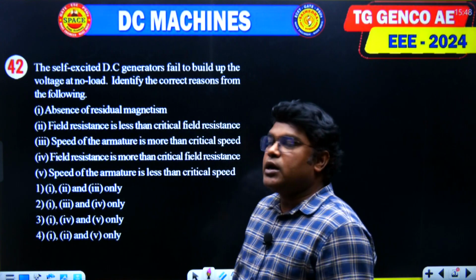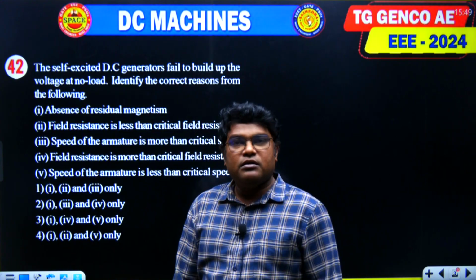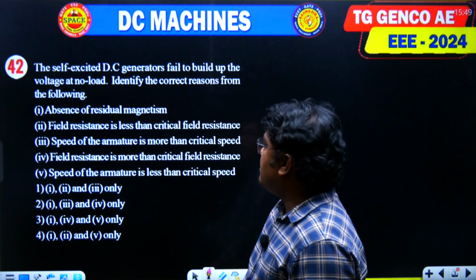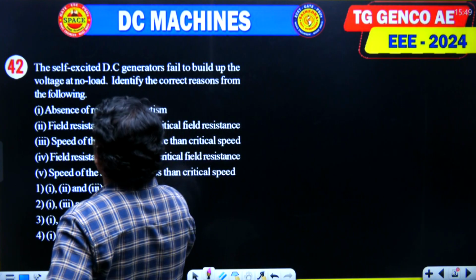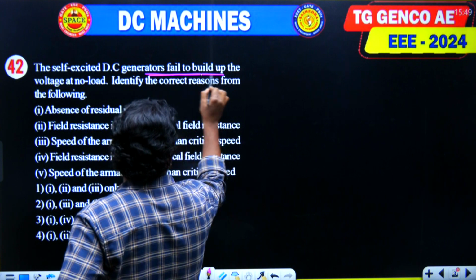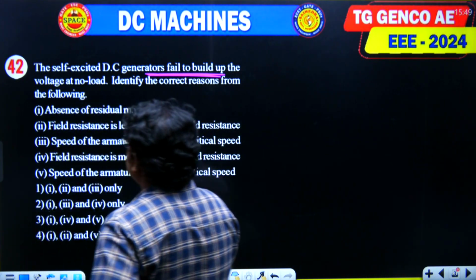So these are the four conditions required to build up voltage in self-excited DC generators. Now let us verify these conditions here. Identify the correct reasons. Here the generator fails to build up voltage. So what is the reason for failure to build up voltage in the self-excited DC generator?